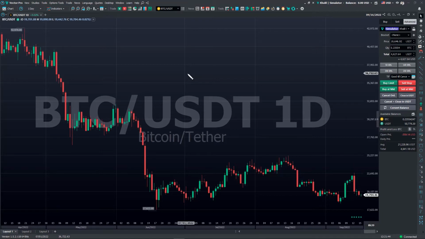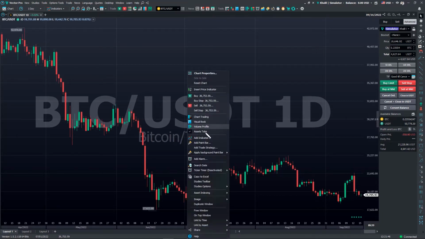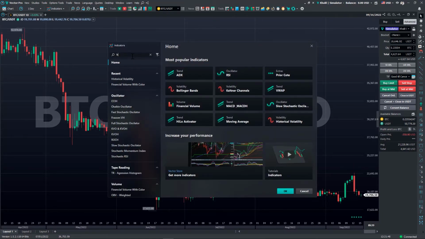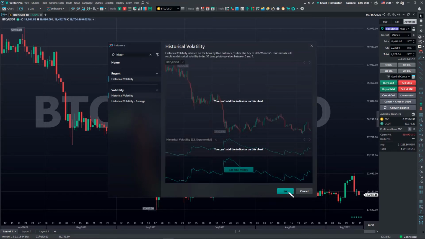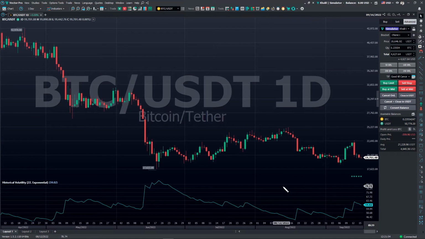To add this indicator to your chart, click on Indicators and search for Historical Volatility. Add to a new window. And that's it. In our analysis, we are also going to use the Implied Volatility indicator. As we have said before, historical volatility shows the past volatility. The Implied Volatility indicator shows the current volatility of an asset.